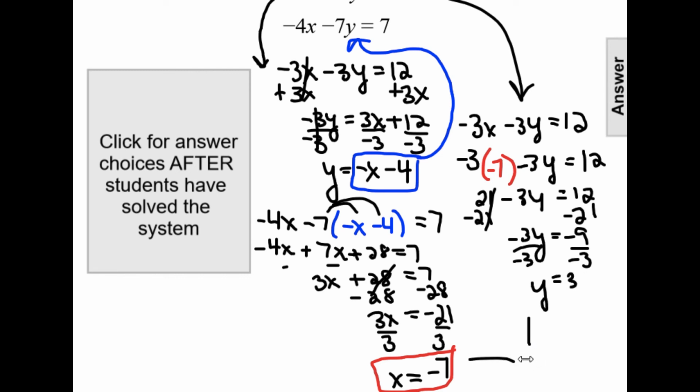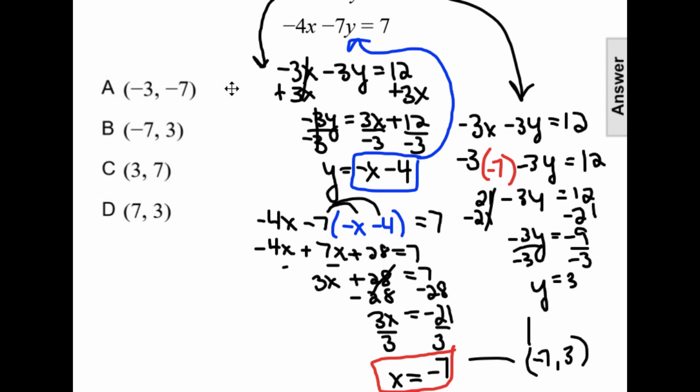Combining our two values we found into an ordered pair would be -7, 3. And looking at our answer choices, that makes our solution B.